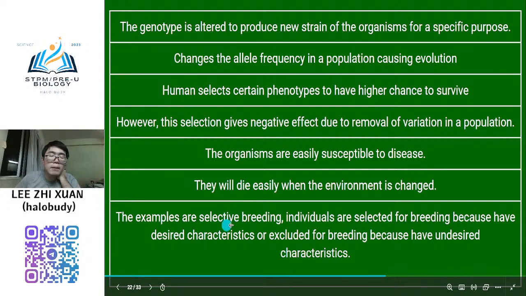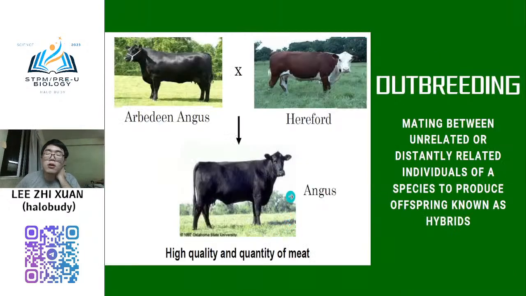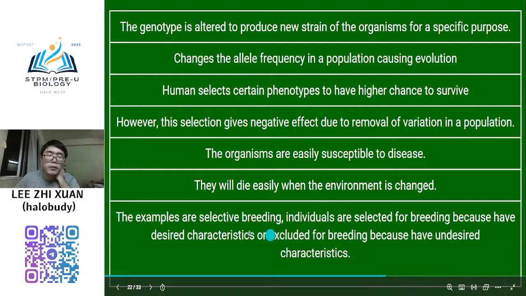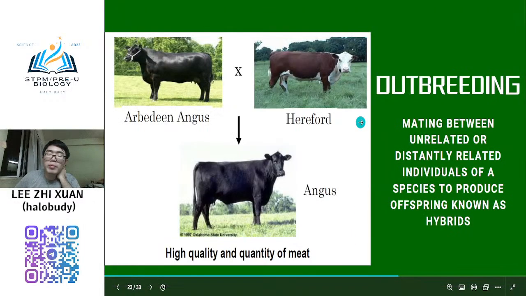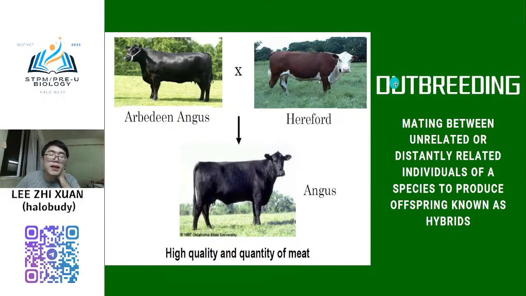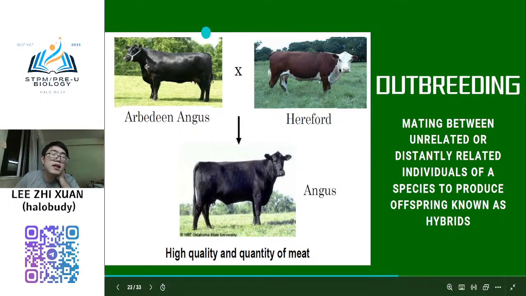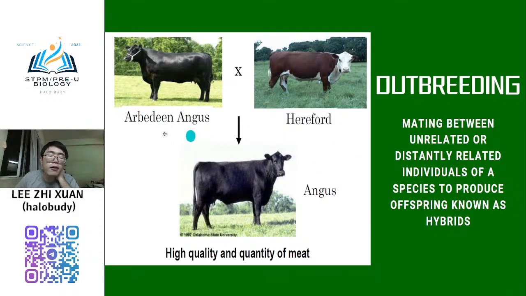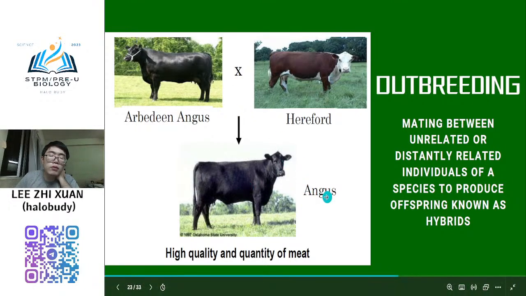Okay, and then another example is selective breeding. So we will see this. Normally selective breeding is done because of a desired characteristic, and one of the examples is outbreeding. Normally it is mating between unrelated or distantly related individuals of a species to produce an offspring we know as a hybrid. So you see this cow, one type of cow. These are two different individual cows, two different breeds of cow, mating to each other. It will produce this cow, what we call Angus.